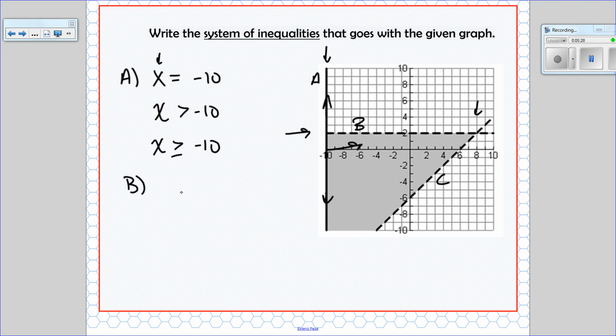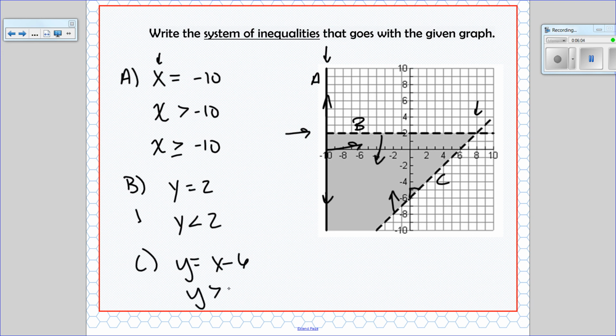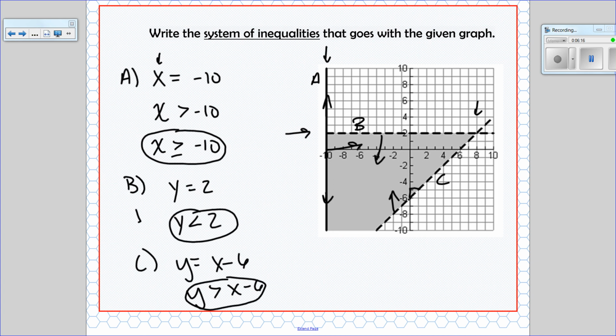Using the same sort of process for line B, I would first say y equals 2, and I would change my answer to y is, my shading is lower, so less than 2. For line C, I would find a slope of 1, up 1 over 1, and a y-intercept of negative 6. So if I were to write that as a line, I would have y equals x minus 6. My shading is above, and I have a dashed line, so I'm going to have y is greater than x minus 6. So my final answer for this is all three of these put together: x is greater than or equal to negative 10, y is less than 2, and y is greater than x minus 6.